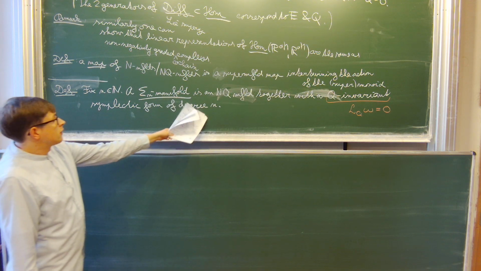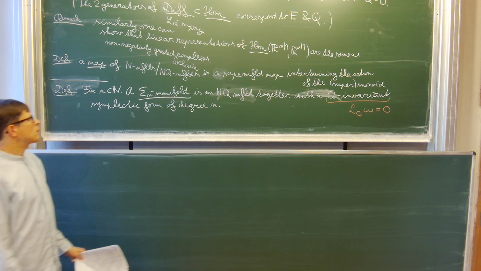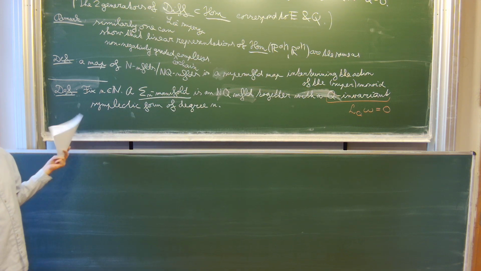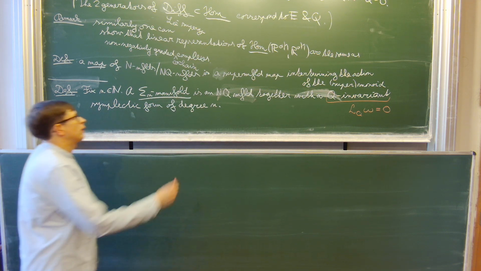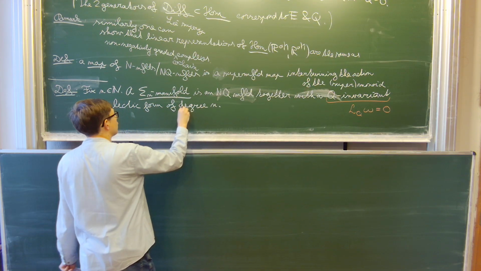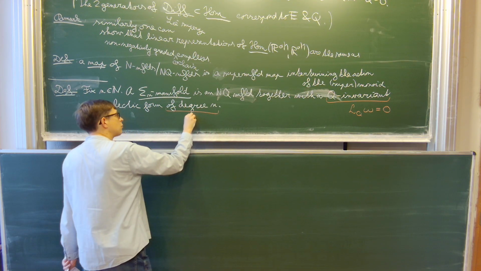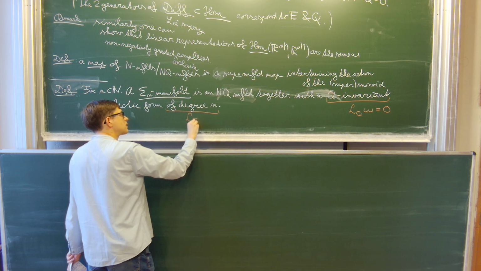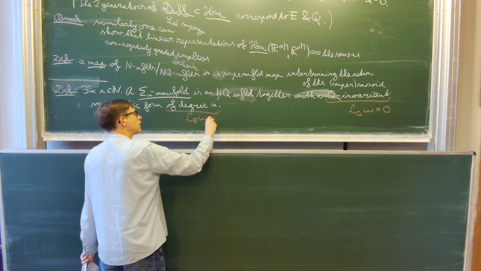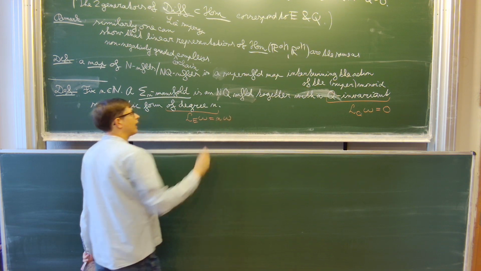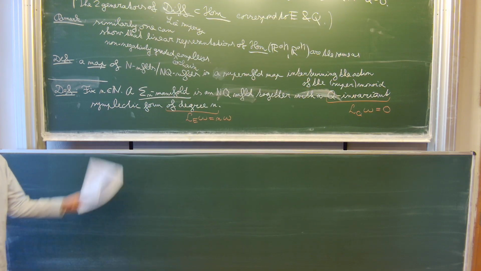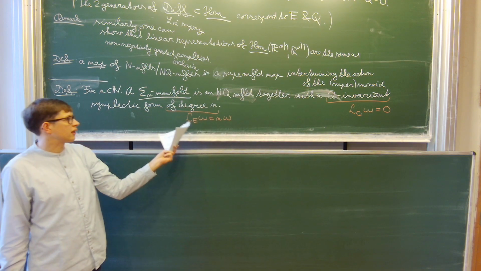Now, degree n, so what do I mean by that? It's a symplectic form, so it's still a 2-form. But by degree n, one way to say it is that if you act with the Euler vector field, it should get multiplied by n. Okay, so in this way I can reformulate it nicely using Q and E.